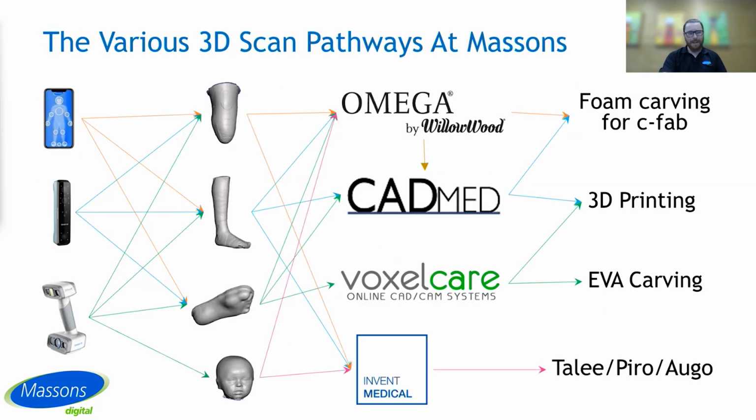So this is a bit of a spider web map, but just to give you an idea of the various 3D scan pathways that you could see even at Massons. So regardless of which of the input types you send, we've got so many different pathways we can take, depending if you're doing prosthetics or orthotics, if you're doing cranials, and the different softwares that we use to achieve that as well towards the final outputs.